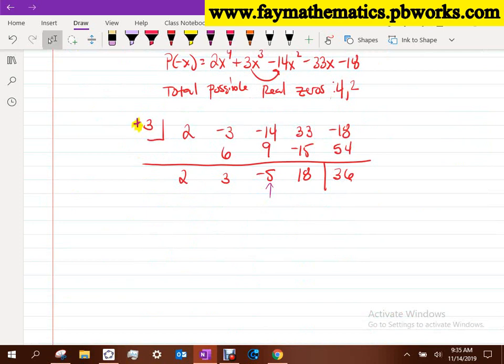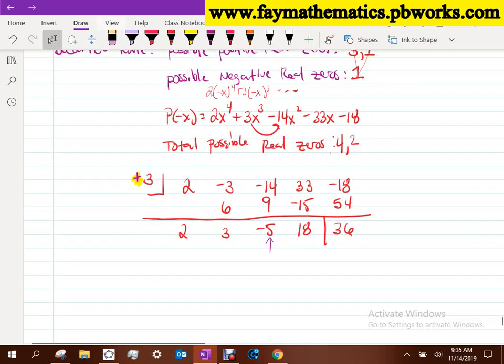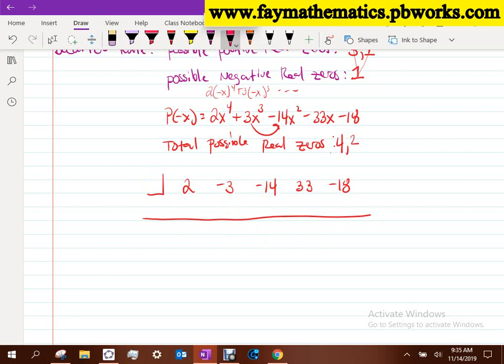Let's try 9 would be fine, but let's try 6. Let's try 6. Now, what kind of stinks for you guys is that you have to rewrite all that, right? So much work for only one problem. I know. So we're going to talk about that. So I'm going to bring my 2 down. Gives me 12. Bring my 9 down. Gives me 9 times 6, 54.